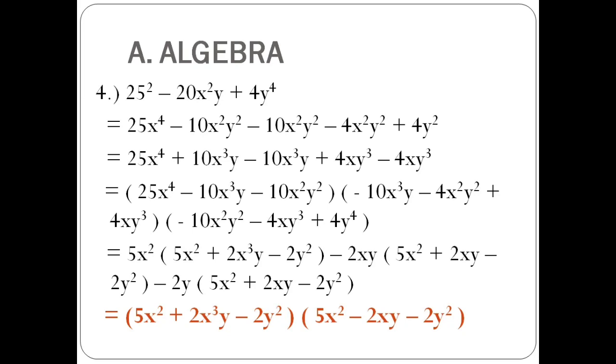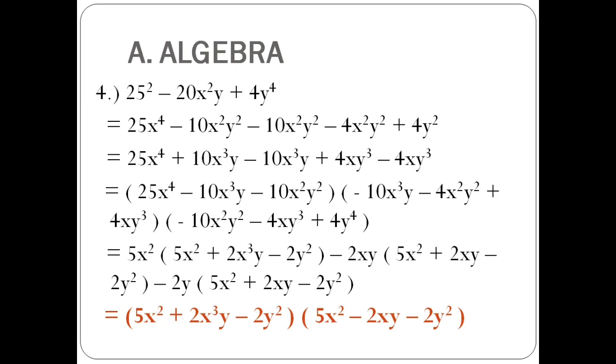Next given is 25x raised to the power of 4 minus 24x squared y squared plus 4y squared. First, you're going to write negative 24x squared y squared as a difference. And it will become negative 20x squared y squared minus 4x squared y squared, and you need to add and subtract the 10x cubed y and 4x cubed.